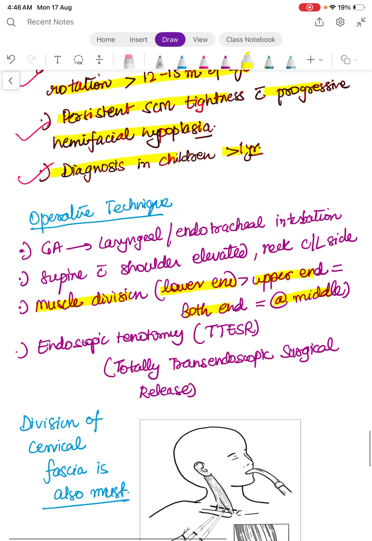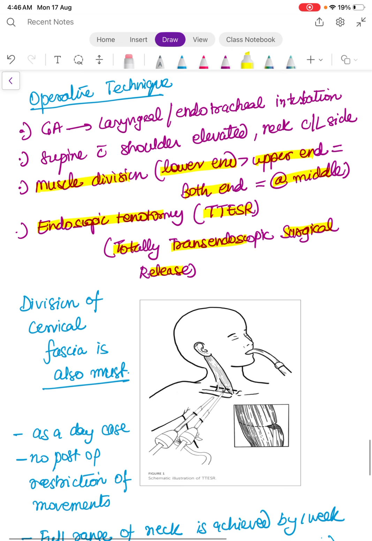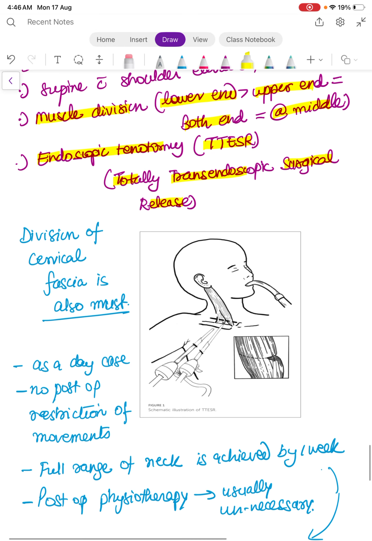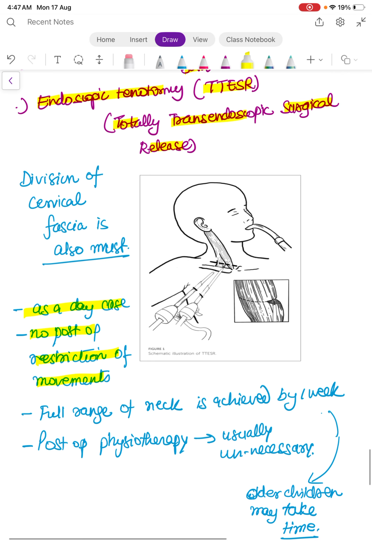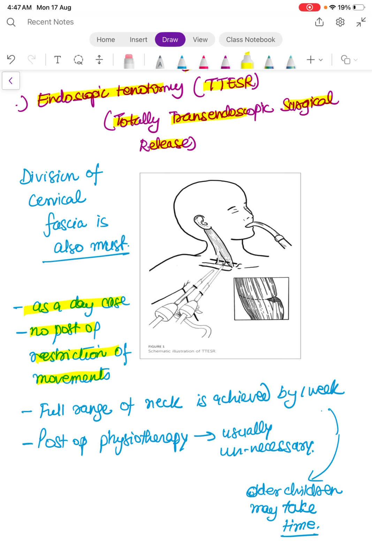One has to remember that along with the division of both heads of the sternocleidomastoid, one has to divide the cervical fascia also, because if it is not divided, it may lead to recurrent torticollis, which can be seen in less than 3% of children. Endoscopic tenotomy, that is TTESR, totally transendoscopic surgical release, has also been described. The open surgery I have just discussed can be done as a day case. No post-op restriction of movement is needed, and full range of neck movement is usually achieved by 1 week in infants or the early age group. Older children may take longer.